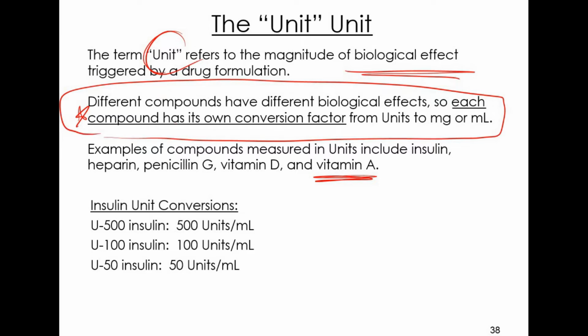For calculations, you'll be expected to memorize and use the meanings of the insulin unit abbreviations on the slide. So, U500 insulin refers to 500 units of insulin per mil, U100 insulin, 100 units per mil, and U50 insulin, 50 units per mil.